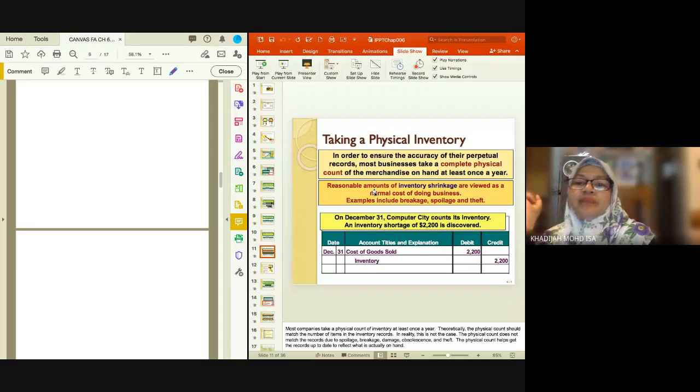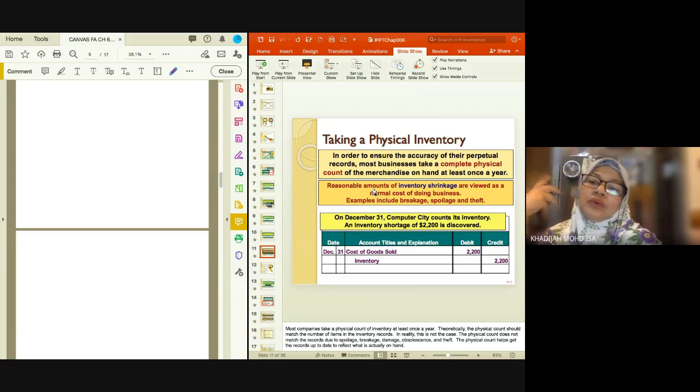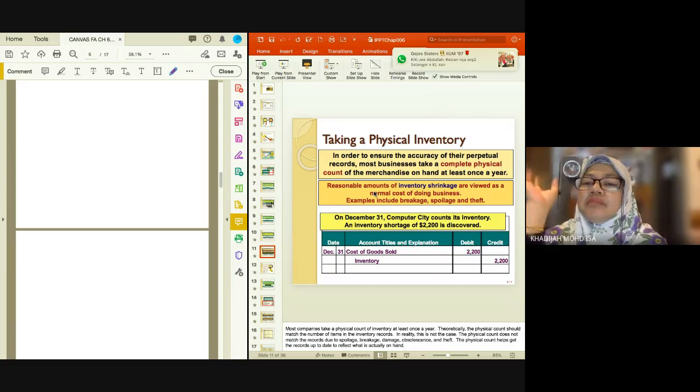All right. So we say that most companies will do a complete physical count of the merchandise on hand at least once a year. So what we do is count. There should be 100 units, and each unit must have a value of 10 ringgit. But remember that even though the account shows 1,000, the actual value may not be 1,000.